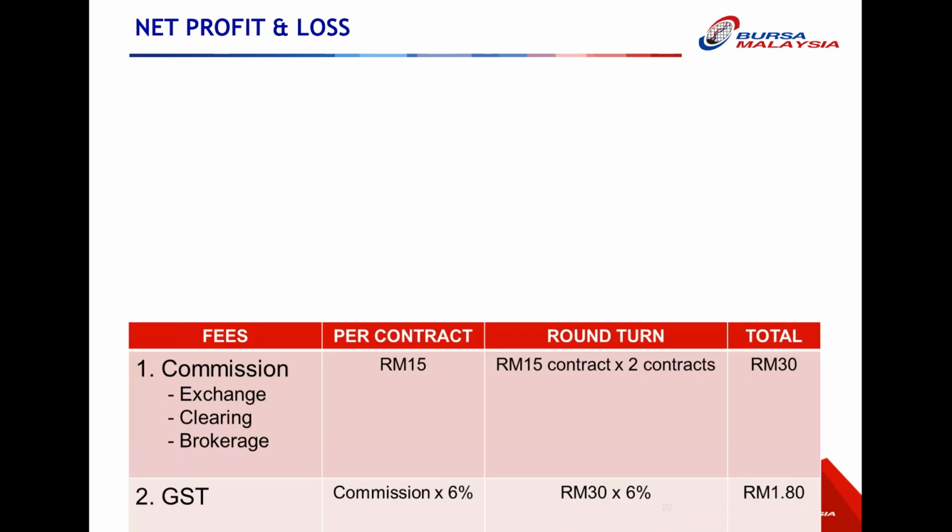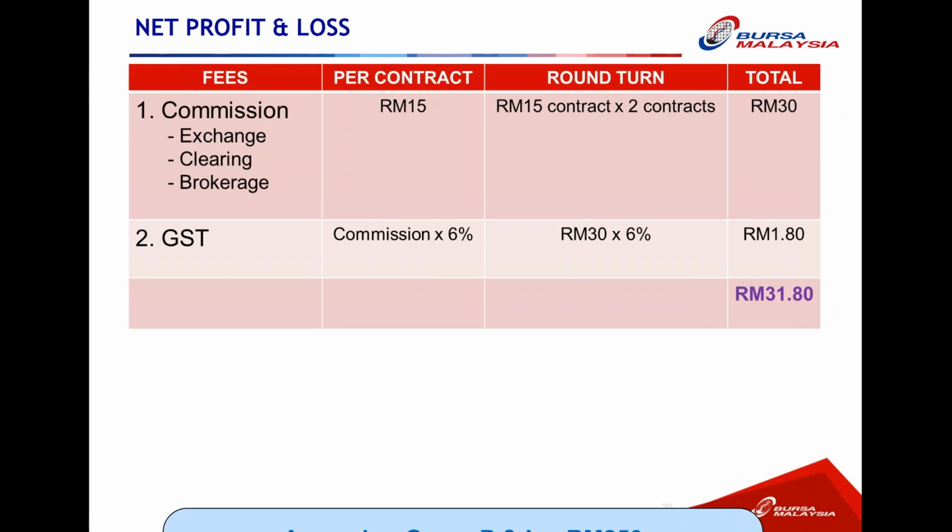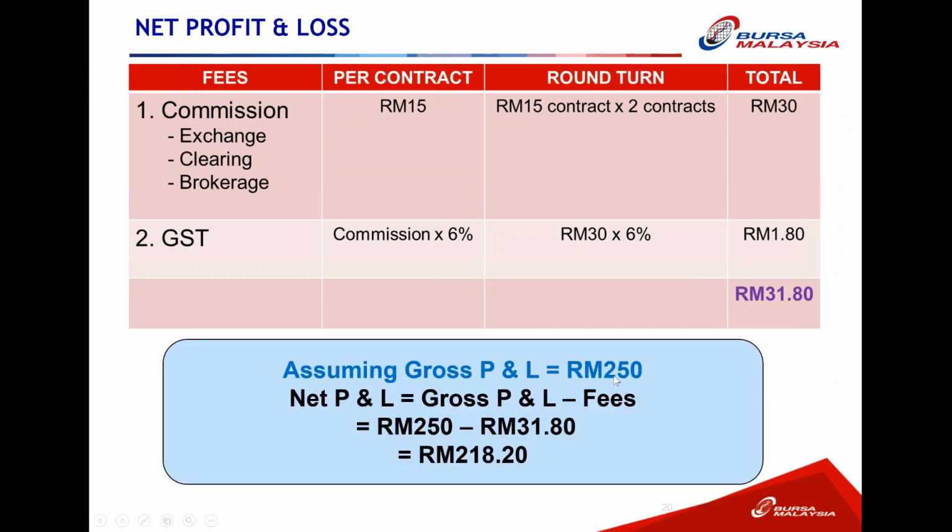Now, I'll give you an example of how to calculate your net profit and loss. Assuming your gross P&L is ringgit Malaysia 250, you make a profit of 250. After that, you need to know exactly what your net profit is. The calculation is you take your gross profit and loss minus your fees. In this example, we take RM250 minus RM31.80, which is your total transaction fees. Your net profit will be RM218.20. This is exactly your net profit. Now, this is for you to understand.